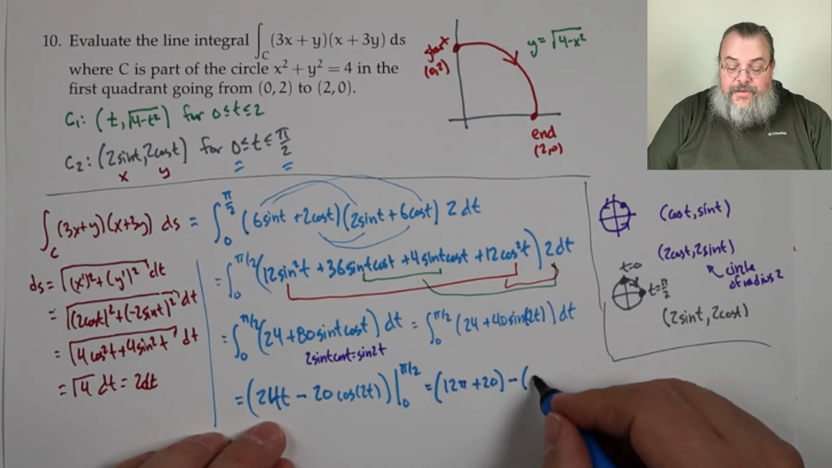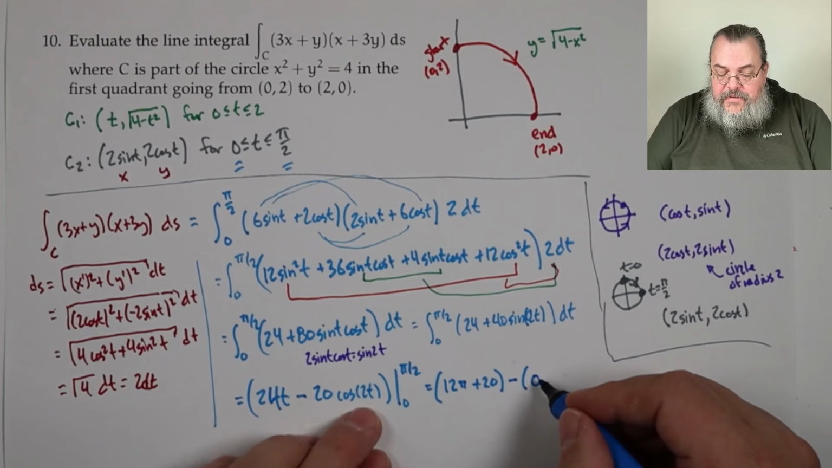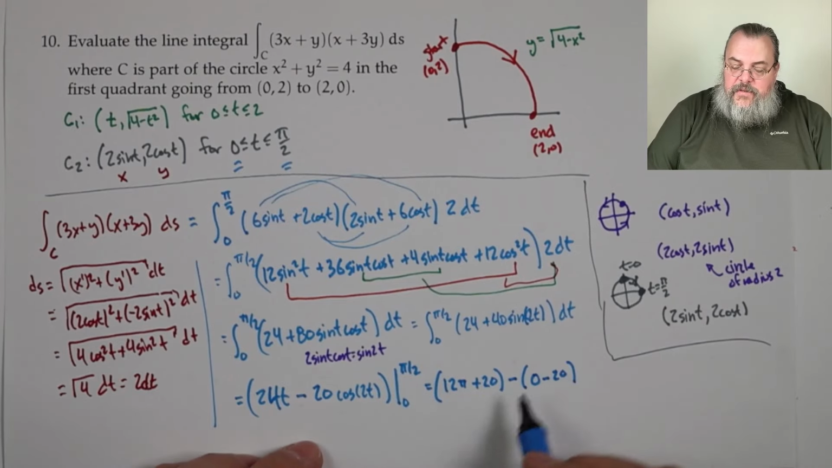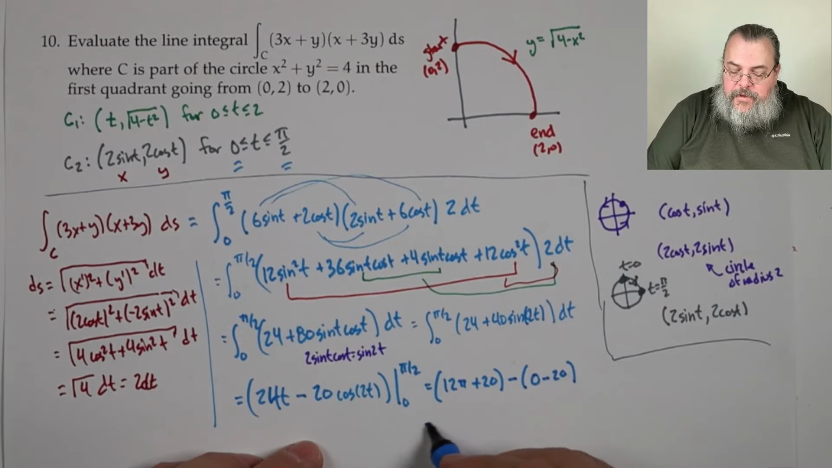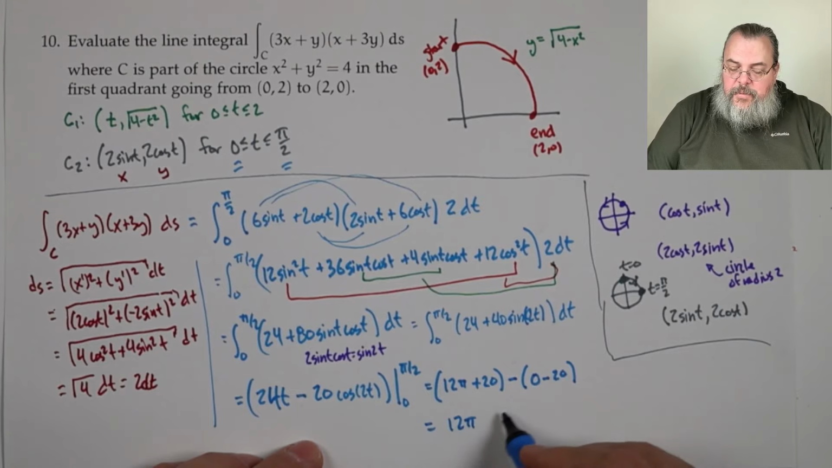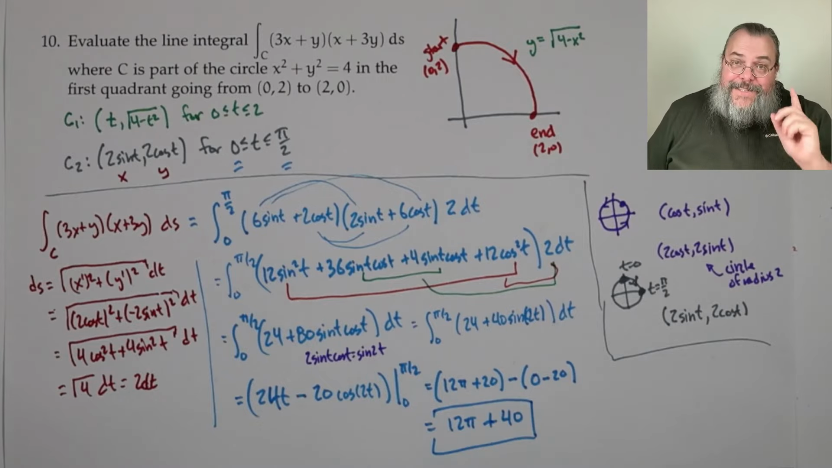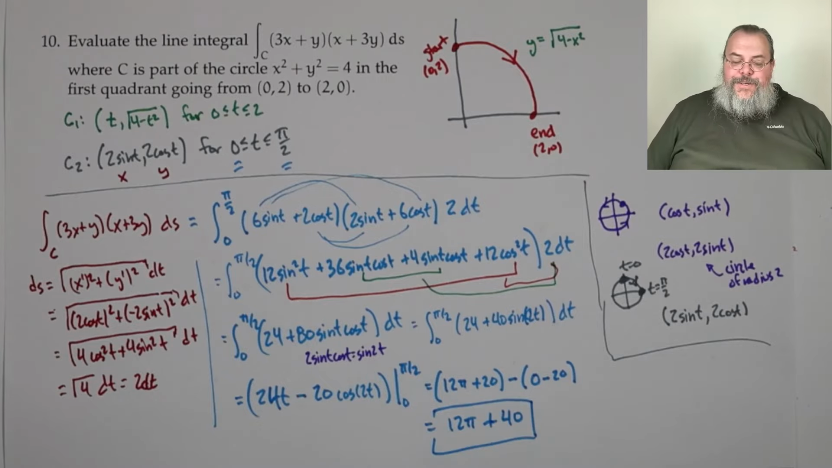24 times 0 is 0. And then cosine of 0 is 1. So 0 minus 20. And now we say, so that really becomes a plus 20, plus 20 more. So we end up with 12 pi plus 40. And there we go. That's the answer. We're done. Oh, well, that's if we use curve 2.